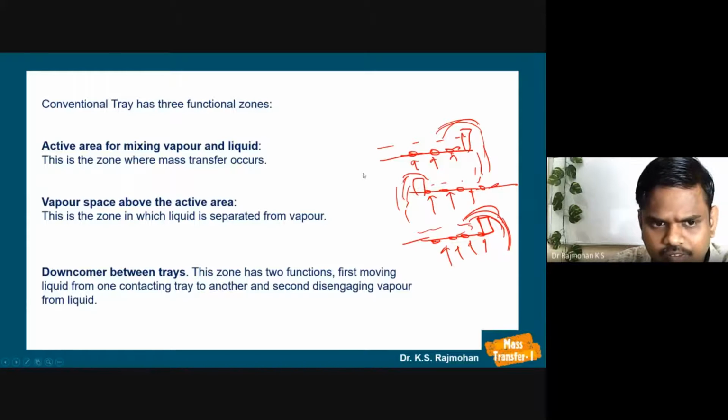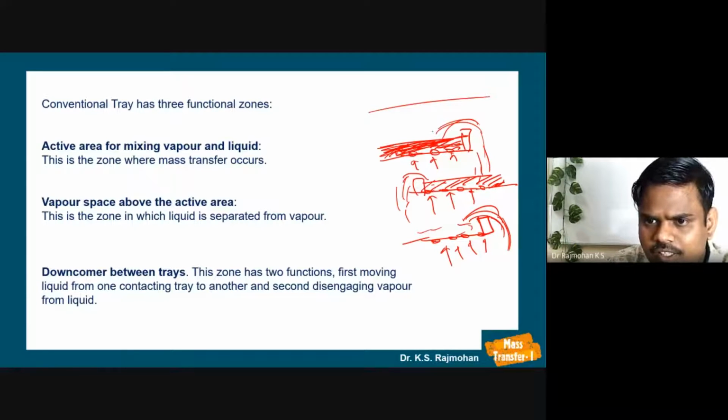So we have effectively three zones. One is the active area where the liquid is, so this is the active area in each tray. Up to the downcomer, whatever liquid is present in that bubble will go through it. So we have mass transfer actively taking place in it, and we have an open space, right? That is the space between each plate, where the liquid will be separated out, and this liquid will be overflowing from here to the lower plate, upper plate to lower plate, through the downcomer.